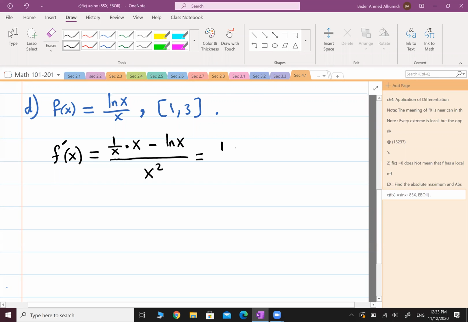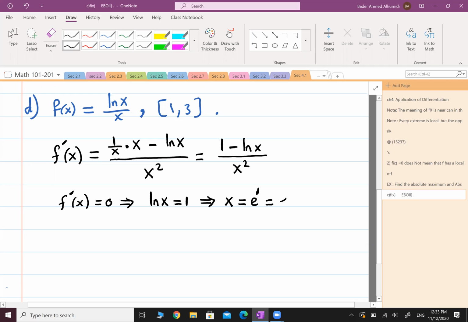Minus ln of x divided by x squared. Okay, if I make f prime of x equal to 0, I have the numerator equal to 0. So I have ln of x is equal to 1. And this will give me x equal to e to the power 1, which is equal to e.